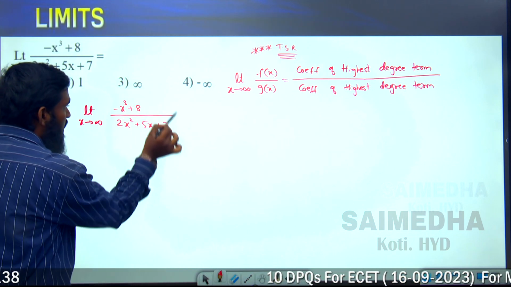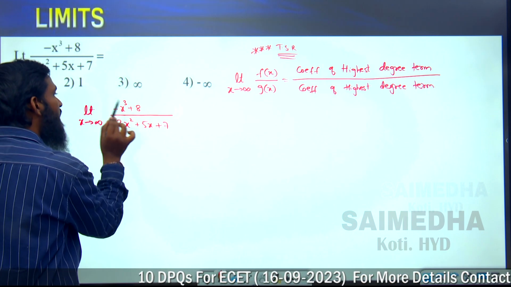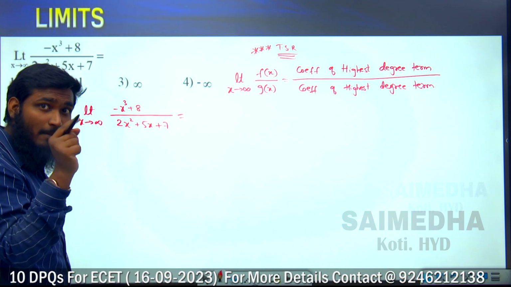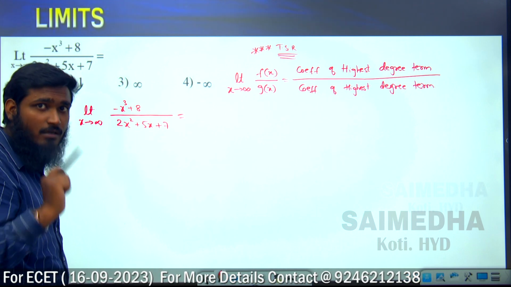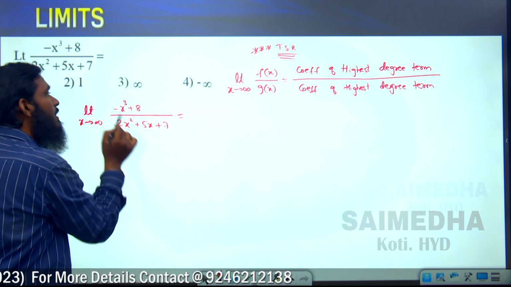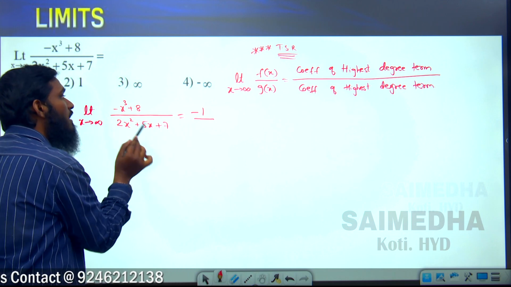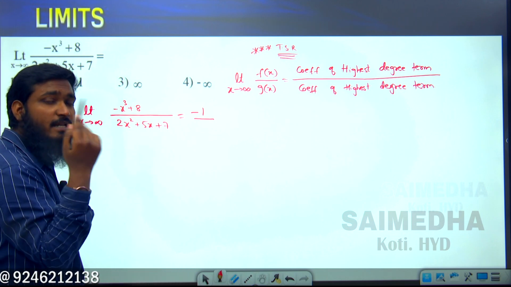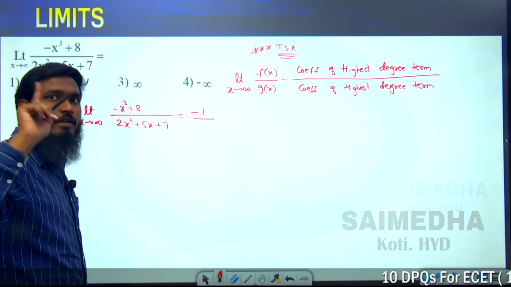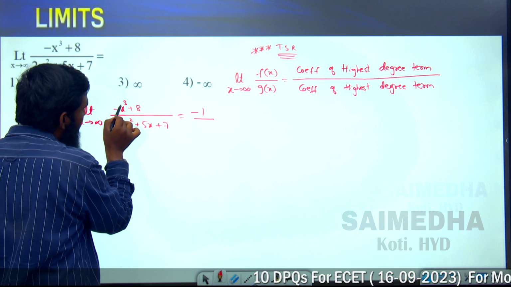Now listen carefully. From this complete question, the highest degree term is x cube. The coefficient means the number written before the x cube. So what is the coefficient of x cube in the numerator? Minus 1, divided by the coefficient of x cube in the denominator. Don't take separate highest degree terms for numerator and denominator. From the complete question we find the highest degree term, and then take its coefficient in the numerator.